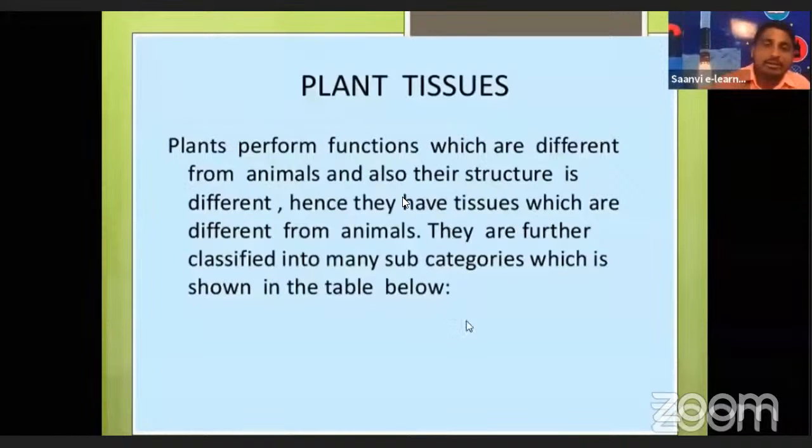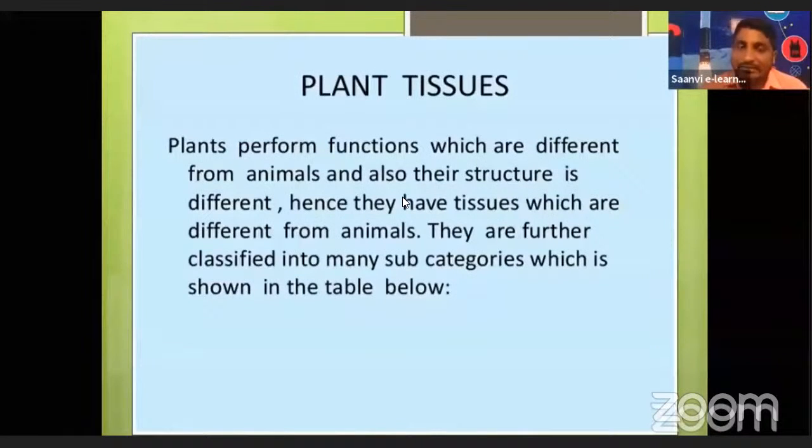Now we will show the table. Please look at the screen and keep it in your mind. It's very helpful. Otherwise, if you go through normal reading, you'll get confused. What are plant tissues? Again, how many subcategories are there? If you have an idea of that, then you will get it easily. So, what did you get from this slide?